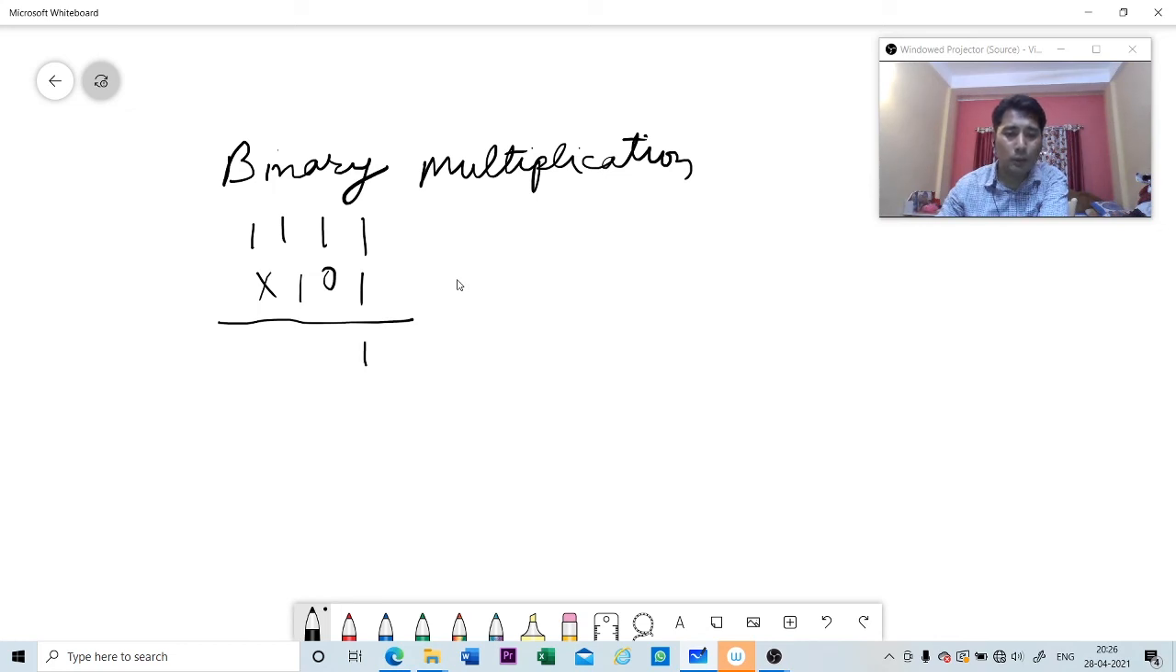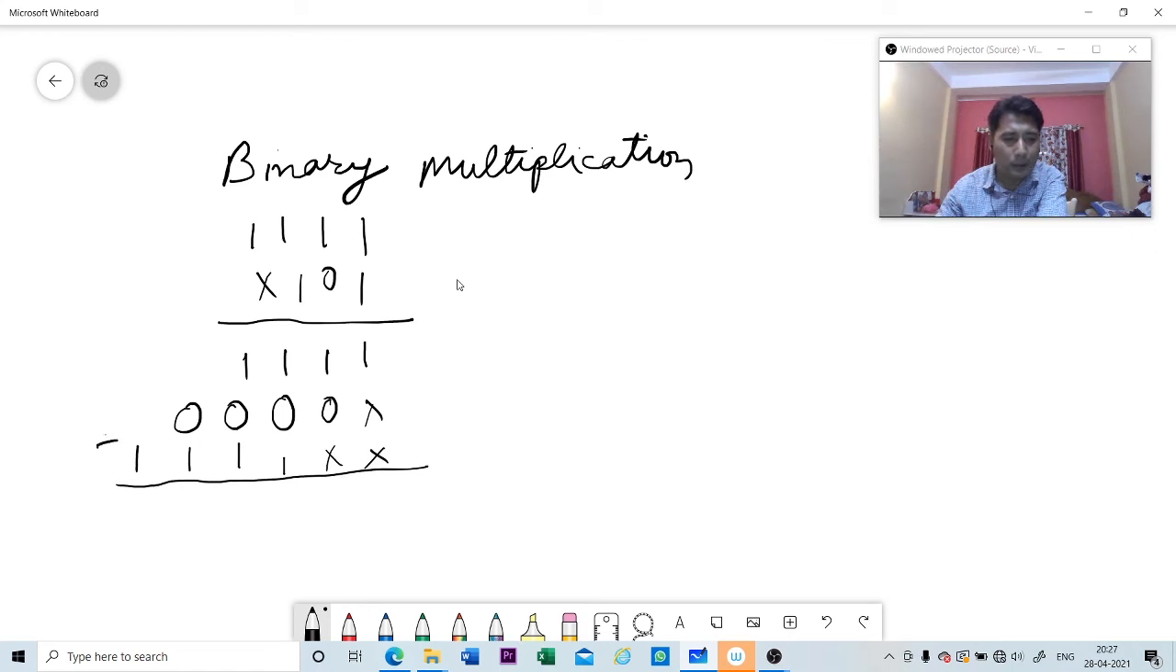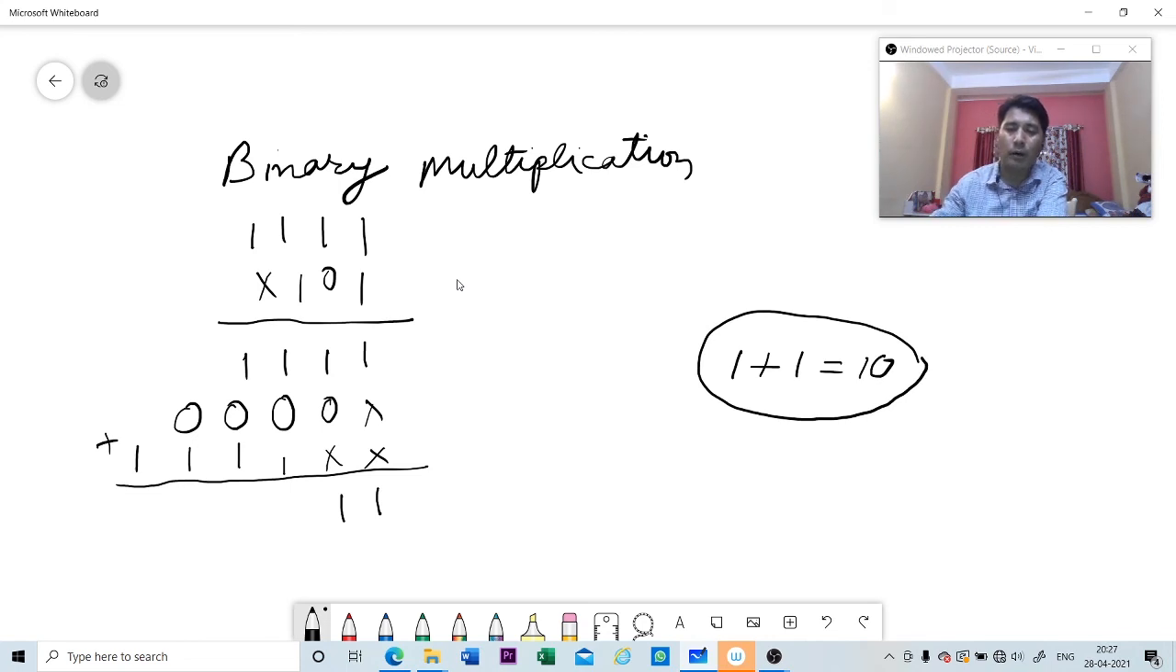So 1 into 1 is equal to 1. Similarly, this will be 1, and 0 into 1 is equal to 0. So again it will be 0, and finally 1 into 1 is 1, 1, 1 and 1. So now what we will do is add the products of these numbers. So this will be 1 plus 0, it will be 1. Now 1 plus 1. According to the rules for binary addition, 1 plus 1 is equal to 10. For this, kindly refer to the video that we did last week on binary addition. So 1 plus 1 is equal to 10, 0, with the carry forward 1 in the next column.